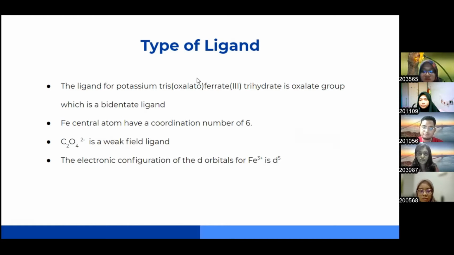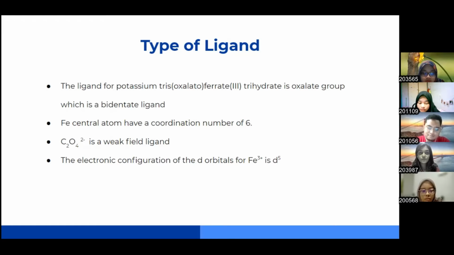What is a bidentate ligand? A bidentate ligand is a Lewis base which donates 2 pairs of electrons to the metal atom, so the oxalate will donate 2 pairs of electrons to the ferrate. So now the ferrate central atom will have a coordination number of 6. That means the ferrate central atom will form an octahedral geometry.